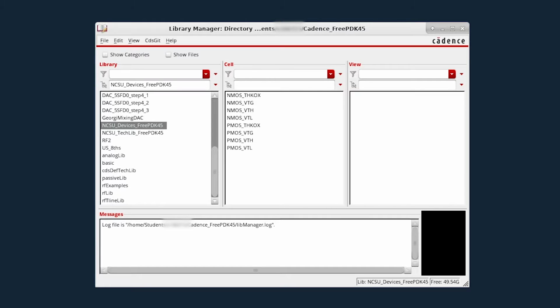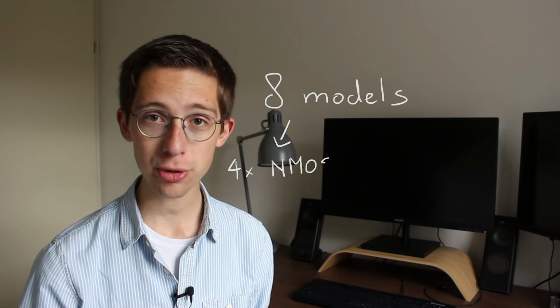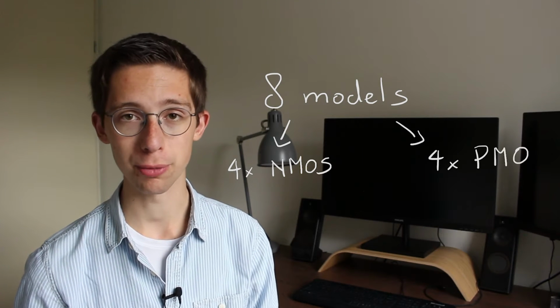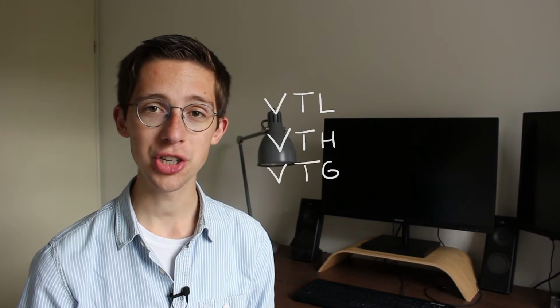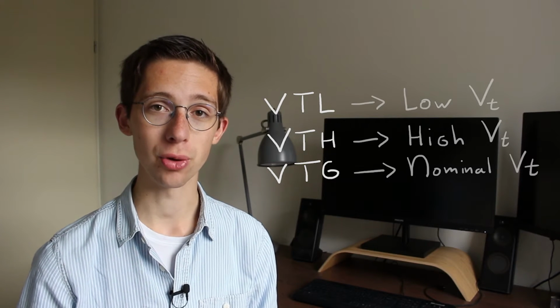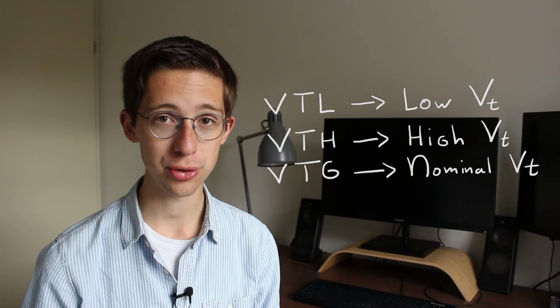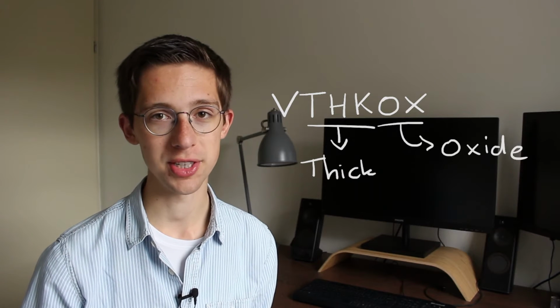Naturally, there is also a library that contains the components for FreePDK. We can find those in the library called NCSU Devices FreePDK 45. And in there, you will find 8 different transistor models, 4 of which are used for PMOS transistors and 4 of which are for NMOS transistors. And for both categories, we have a VTL, VTH and VTG models, which stand for low, high and nominal threshold voltage transistors respectively. We also have a VTH KOX model, which refers to a thick oxide transistor.